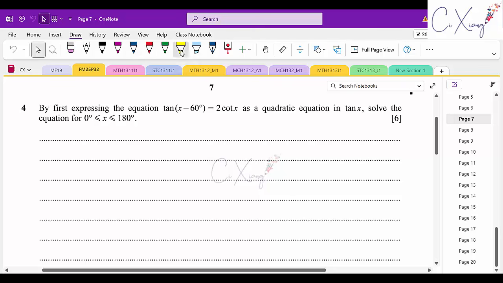All right, so now we are at question number 4. By expressing the equation of this one as a quadratic equation in terms of tangent x, solve the equation.